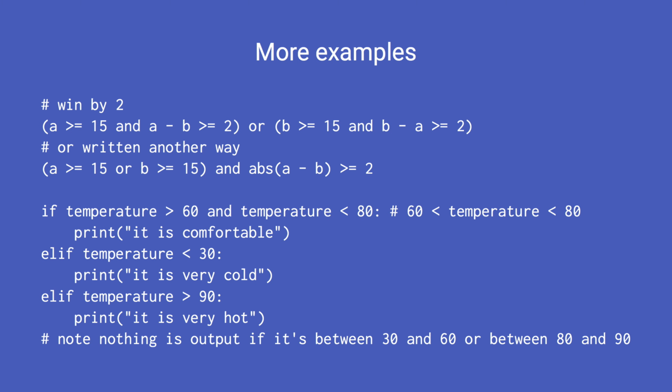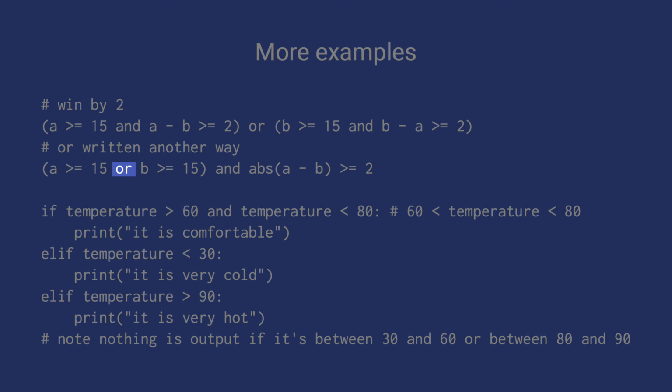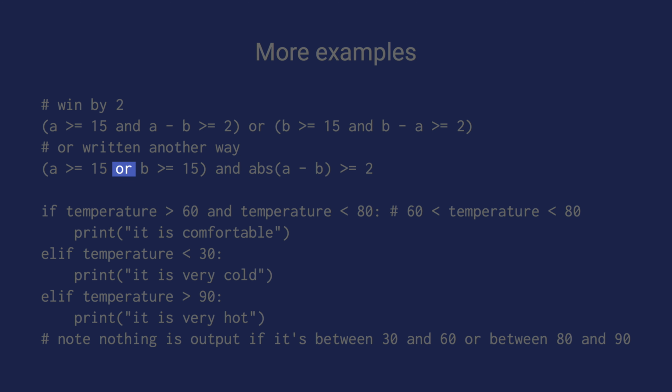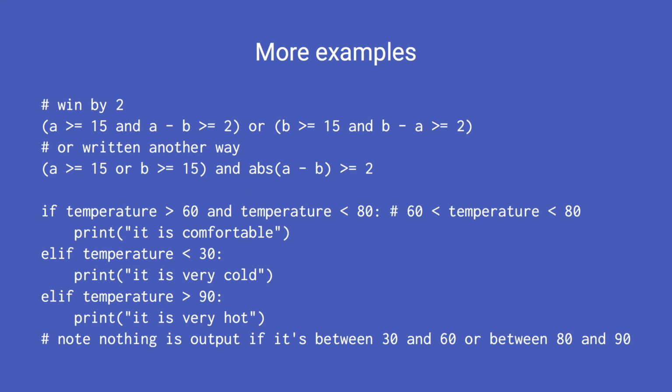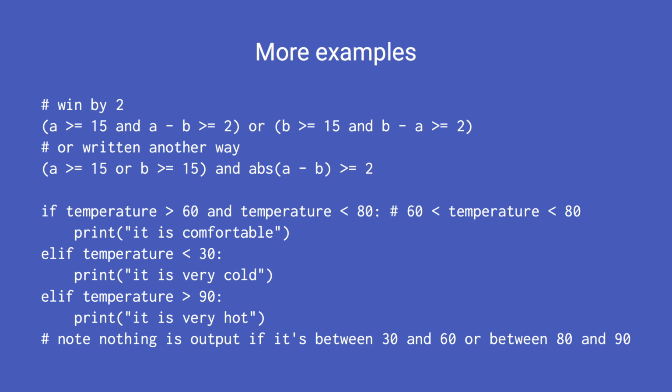We can also write this a shorter way. The game is over when either player has at least 15 points, and the difference between the scores is at least 2. Note we use OR because only one player must have at least 15 points, but we must use parentheses along with the AND operator to make certain the one player has at least 2 points more than the other.